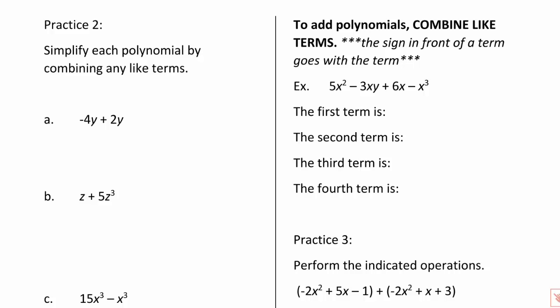Hello, this is video 3 for Math0302 beginning algebra chapter 5 section 2. In this video we're going to simplify each polynomial by combining like terms.